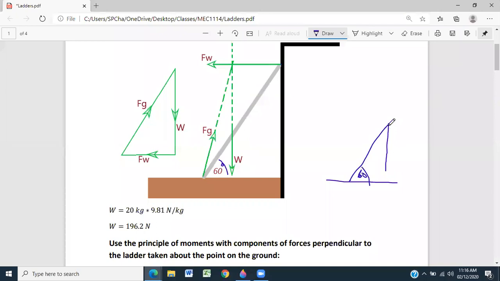Now, this force is coming out perpendicular to the ladder, right? Perpendicular. Let's put it in the red. That's the perpendicular one. That's the one you want. This one here is W. But this is the one we want, right? So here is 60. This here is 90, yeah? So what will this here be? 30, right? 30.